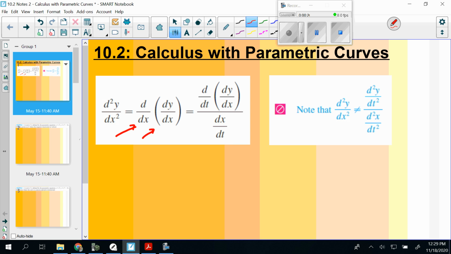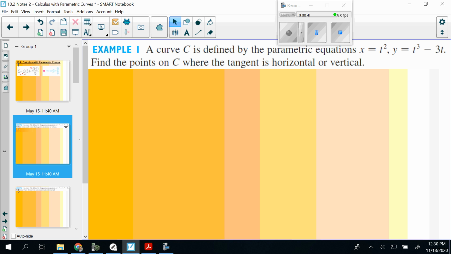That ends up being the derivative in terms of t of our dy/dx, over dx/dt. Notice it does not become just the second derivative d²y/dt² over dx/dt. Don't do that. You have to take the derivative in terms of t of our first derivative, over dx/dt. All right, so keep that in mind as we go through some of these problems.